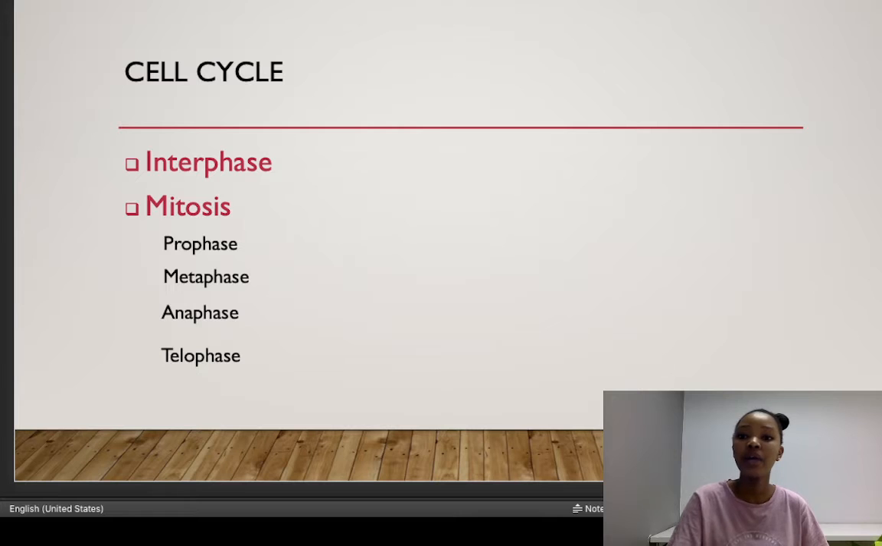When I was doing grade 10, I used to say IPMAT. That was easy for me to identify all the phases in the way they occur. Like from the first one, IP for interphase, P prophase, M metaphase, A anaphase, and T telophase. IPMAT. You should know that. It makes it easy for you to understand how the phases actually occur.